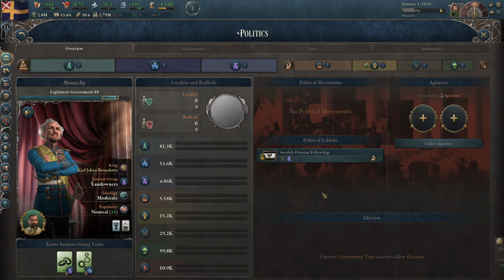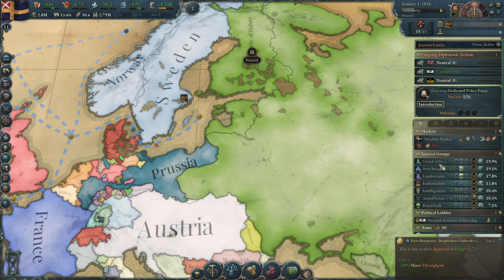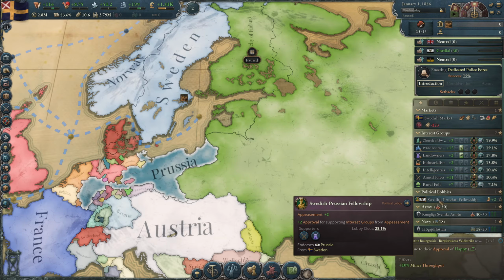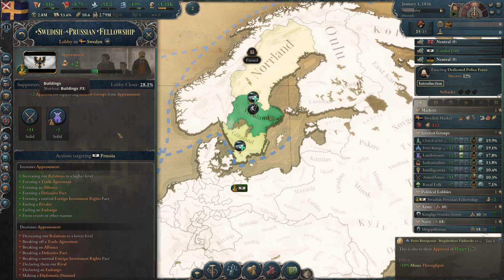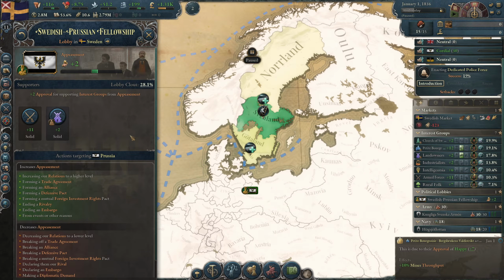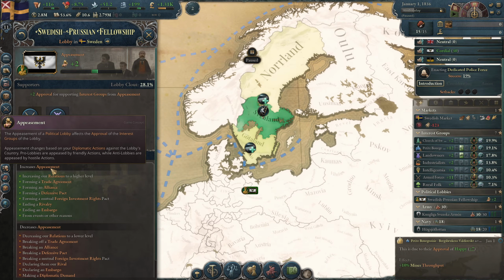There are 2 more things I want to talk about. The political lobby, which you also saw over here. We have a Swedish-Prussian fellowship. Apparently, my country and Sweden like each other. And you can click on it. There are 2 interest groups that are supporting this. The landowners and the armed forces. They like to increase the appeasement, and then they will become happier.